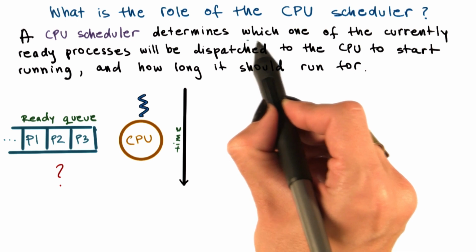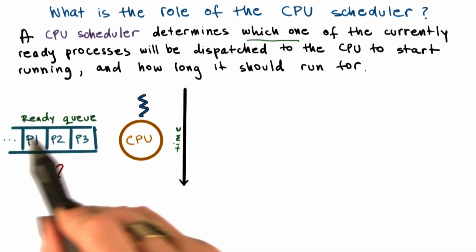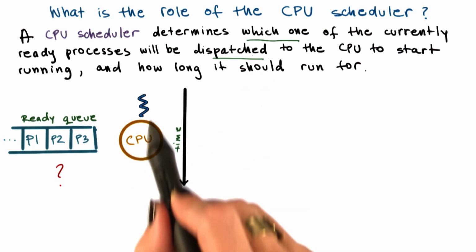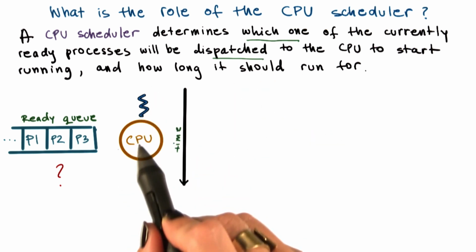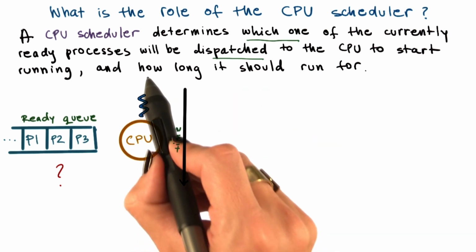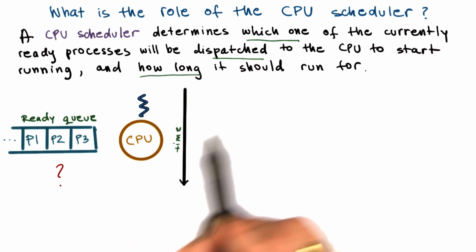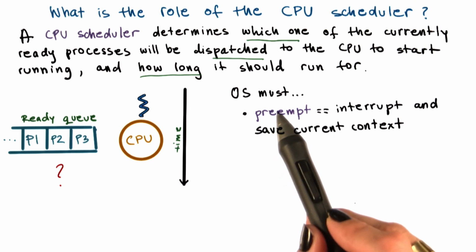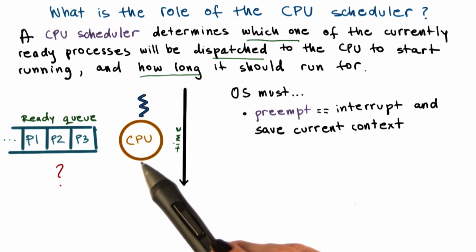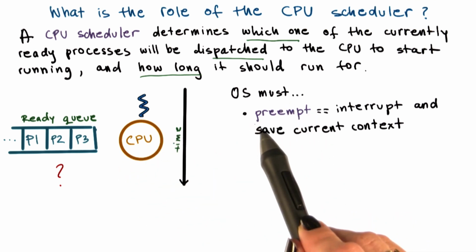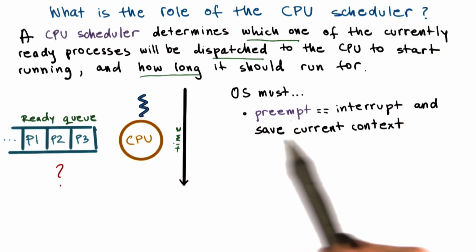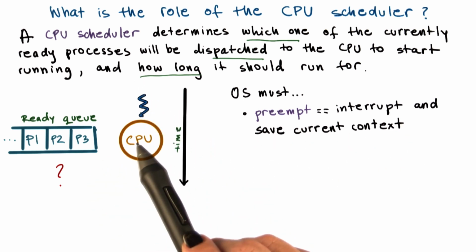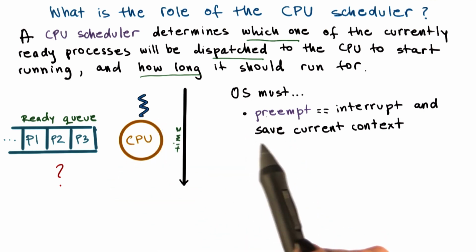It decides which one of the currently ready processes will be dispatched to the CPU so that it can start using the CPU. And it also determines how long this process should be allowed to run for. Over time, this means that in order to manage the CPU, the operating system must be able to preempt, to interrupt the executing process and save its current context. This operation is called preemption.